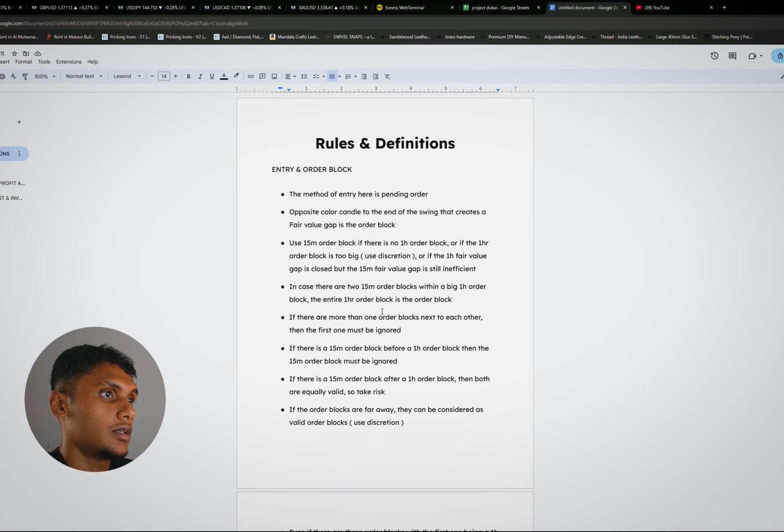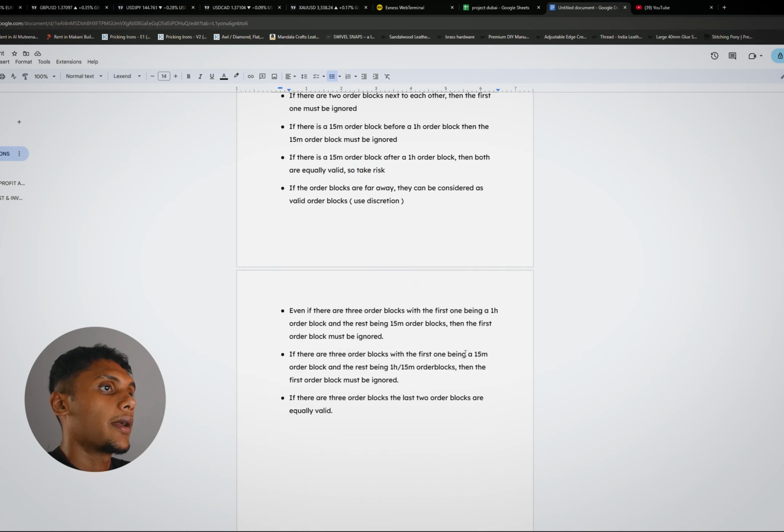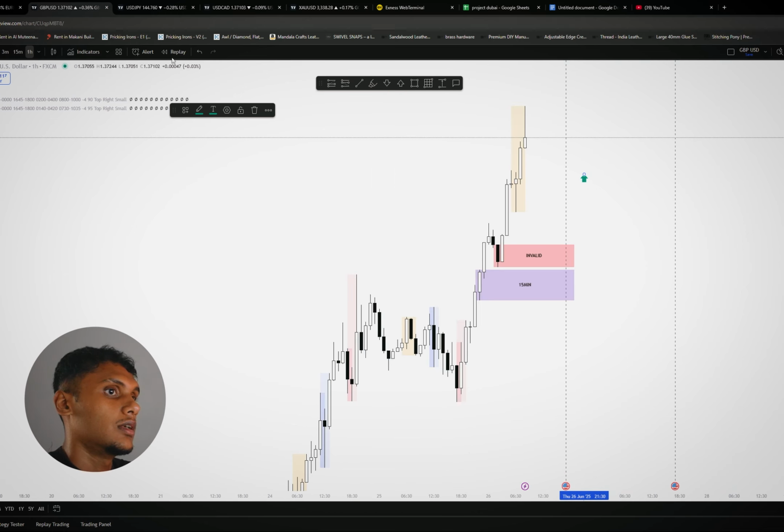I've added that also here. So if there is a 15 minutes order block after a 1 hour order block, then both are equally valid. Actually, this is the rule. The 15 minutes is not invalid. It is valid, but we can take both trades, and that's why it says take risk. If the order blocks are far away, then they can be considered as valid order blocks. Here they're far away, so they're individually valid.